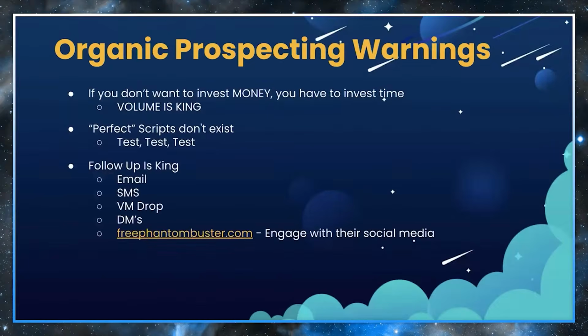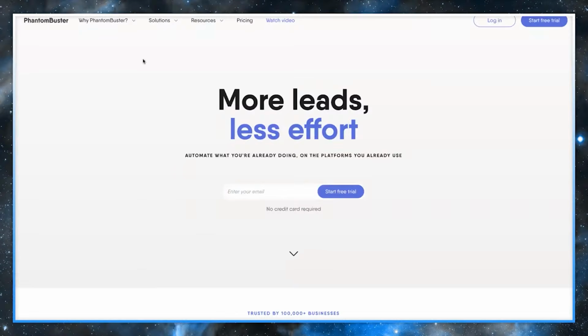So let's keep moving. Follow-up here is king. So we have email. You can follow up on email. And I'm going to show you how to tie this all together here. We have SMS. We have voicemail drops, you have DMs, and more. And then you can use freephantombuster.com to engage with their social media. I'll show you briefly what this looks like as well. And this kind of ties it all together.